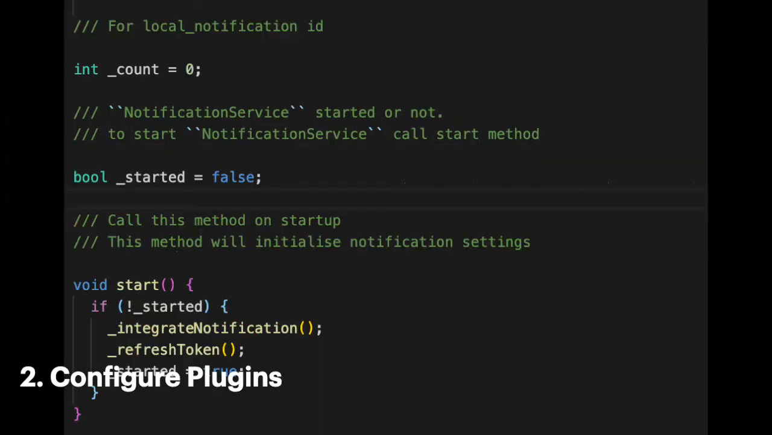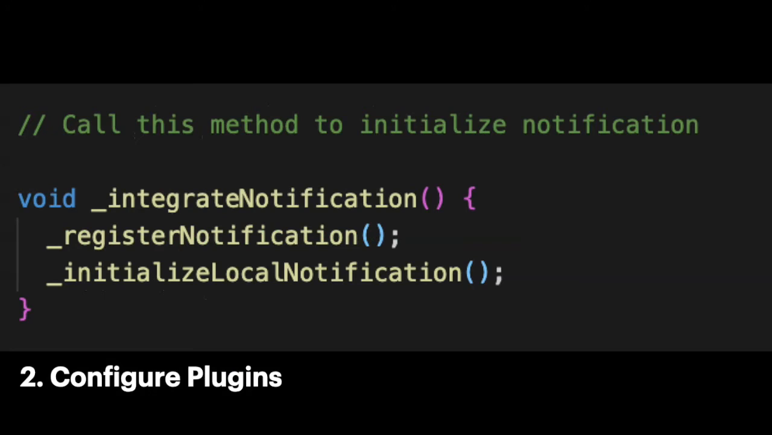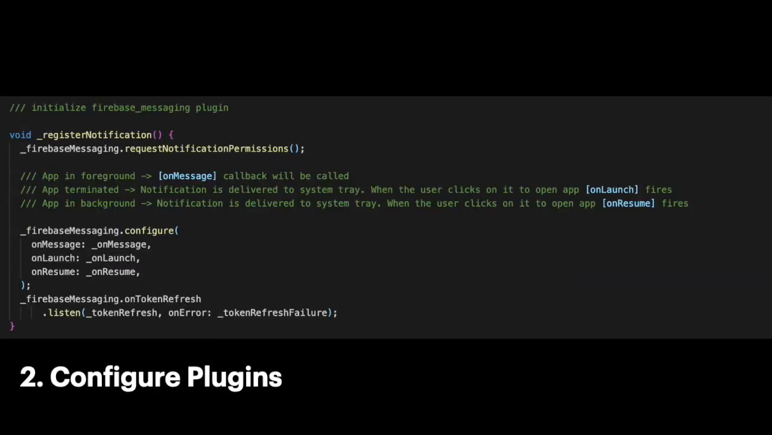Create a start method inside notification service which will be called at the startup of the app. This method will configure the notifications for both platforms and refresh the token. We will configure both the plugins in different methods. First we will configure Firebase messaging. To configure it, first we will request the notification permission. After that we will give the onMessage, onLaunch and onResume callbacks.